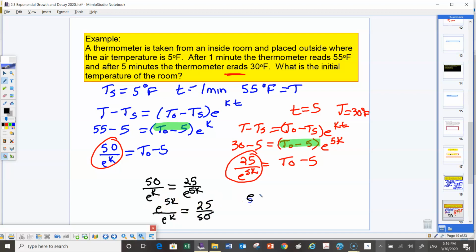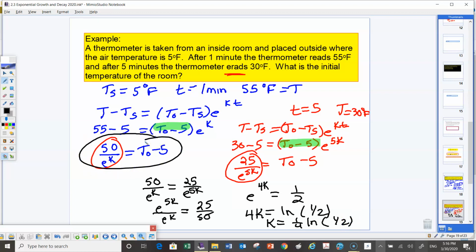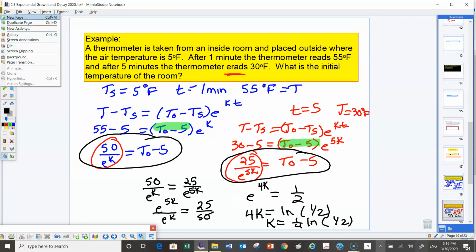Using my laws of exponents, 5k minus 1k is going to give me e to the 4k is equal to 1/2. Now I take the logarithm of both sides, and 4k is going to be ln of 1/2, and therefore k is going to be 1/4 times ln of 1/2. So I figured out the value of k. So now we can just go back to either here or here and figure out what the original temperature is. So let's do that.